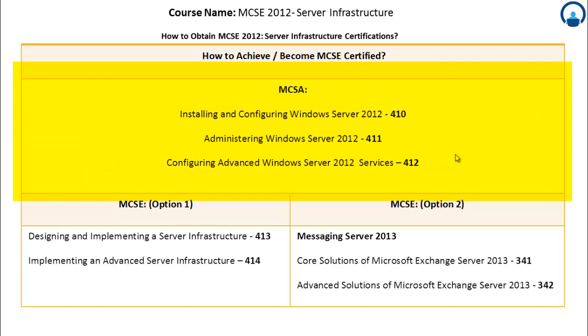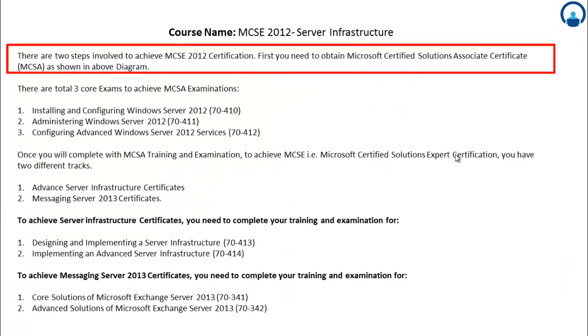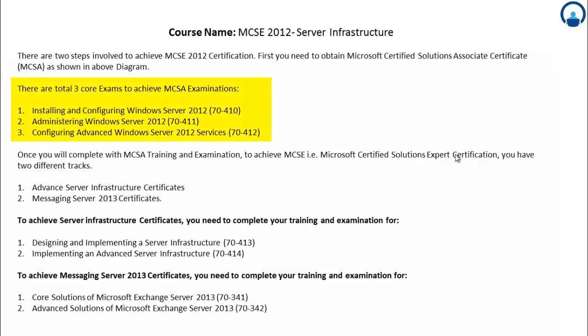This is a diagram to understand how to obtain or become MCSE certified. There are two steps involved to achieve MCSE 2012 certification. First, you need to obtain the Microsoft Certified Solution Associate certificate, that is MCSA, as shown in the above diagram. There are a total of 3 core exams to achieve MCSA.